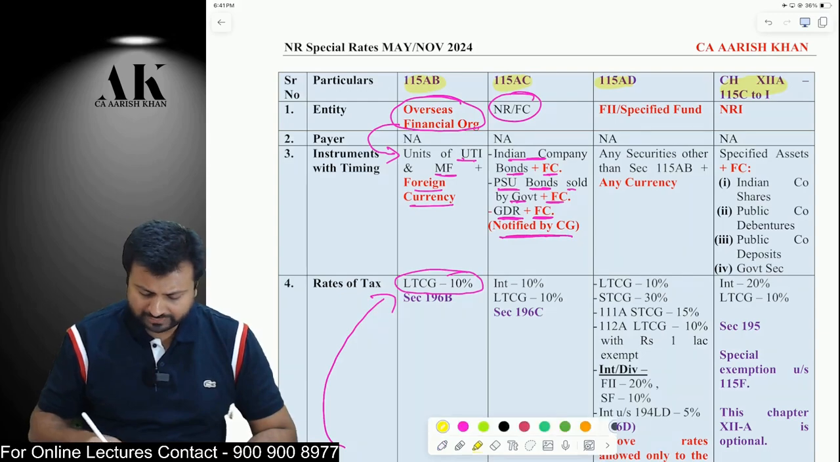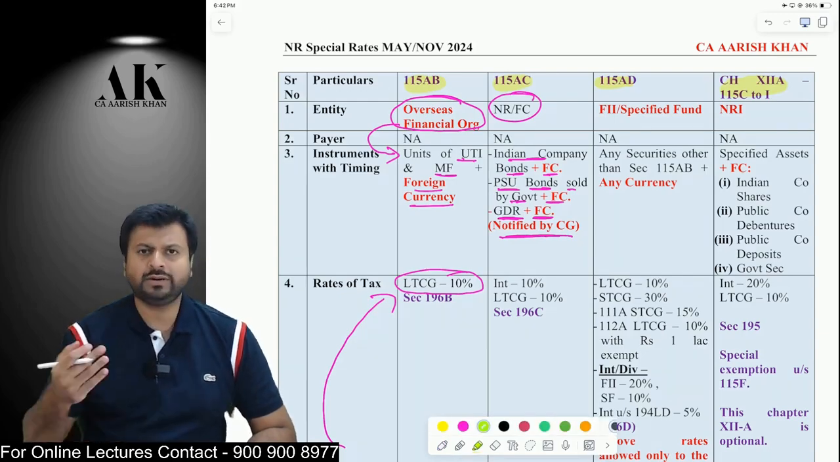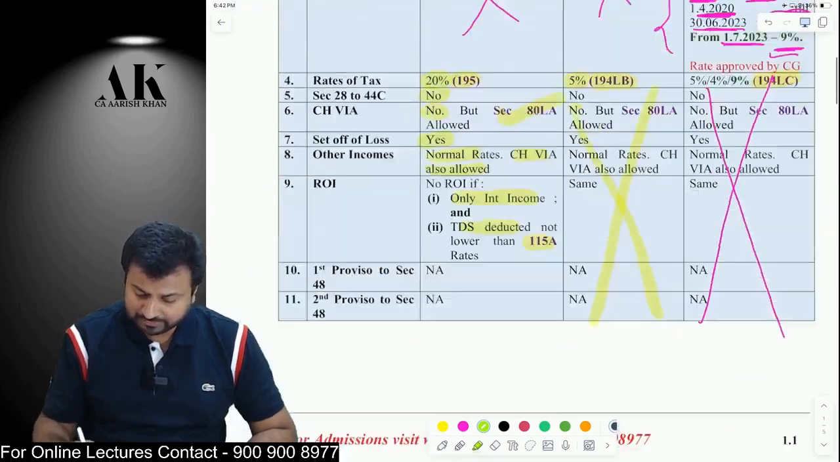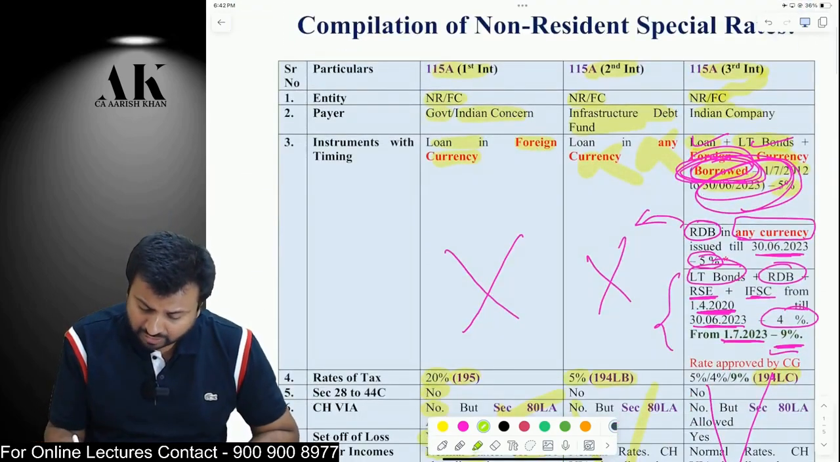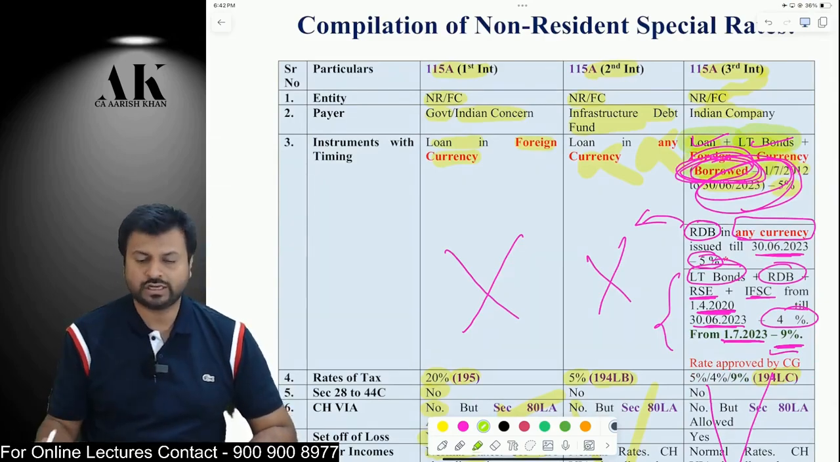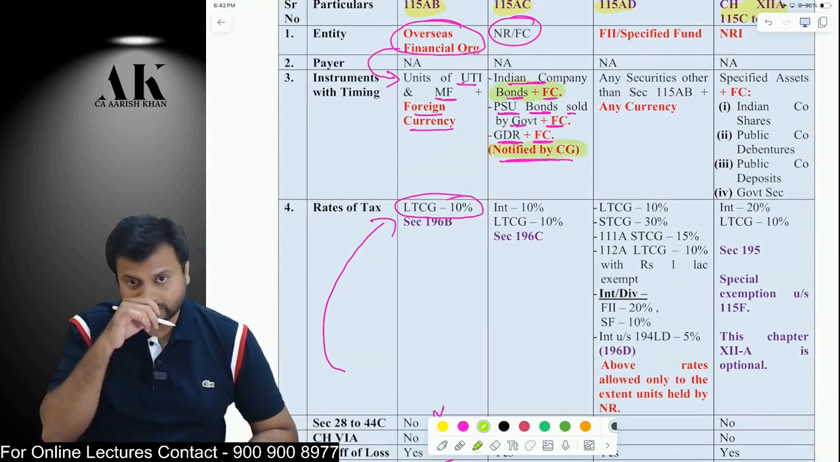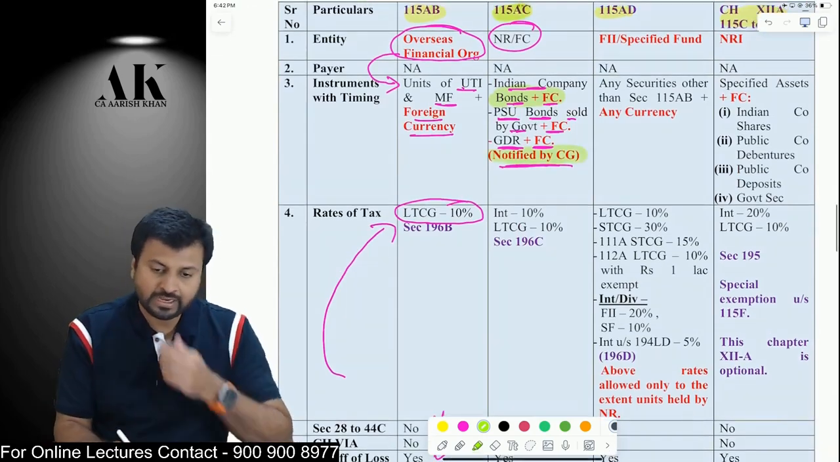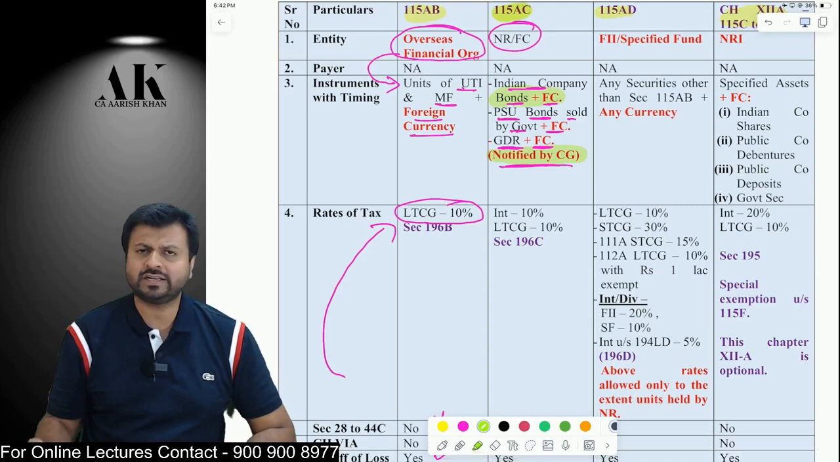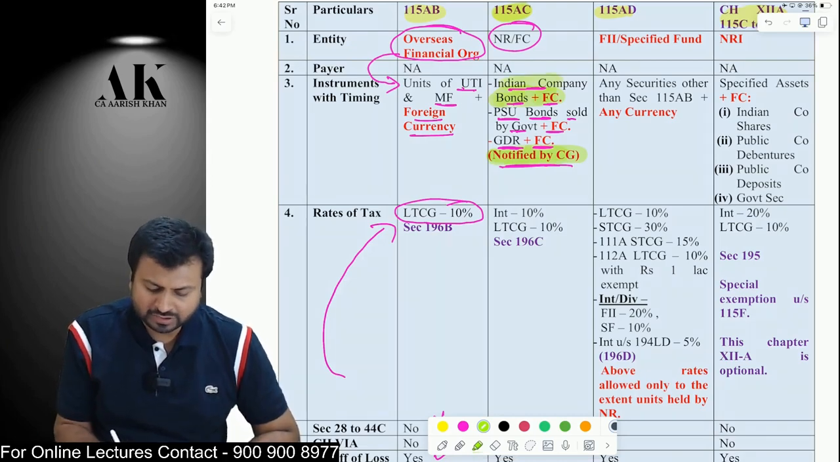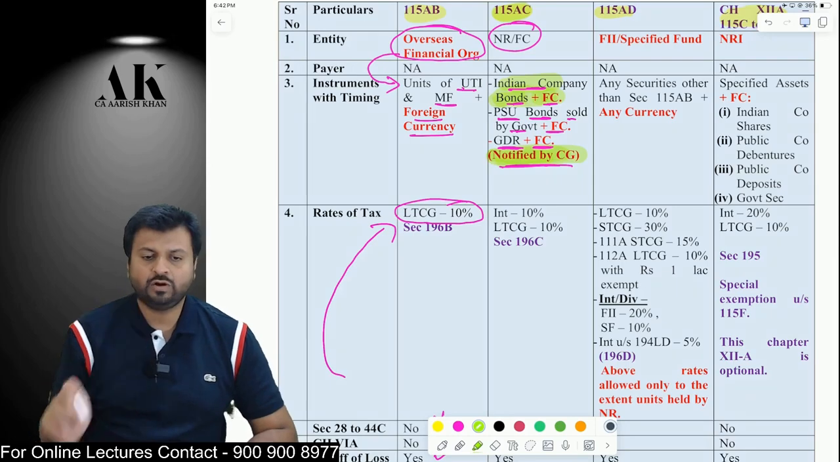Now, a lot of students have a doubt: sir, if a non-resident and foreign company is buying bonds of an Indian company in foreign currency, here it is written bonds of Indian company in foreign currency, and in the third section of 115A it is also written long-term bonds of Indian company in foreign currency. So which one to follow, sir? Remember, in the exam, if it is written in the question that it is notified by the central government, then you should follow 115AC. And if it is not written that it is notified by the central government, then you can follow the third interest of 115A. But if it is written notified by the central government, then Indian company bonds will be covered under 115AC. I hope it is clear to all of you.